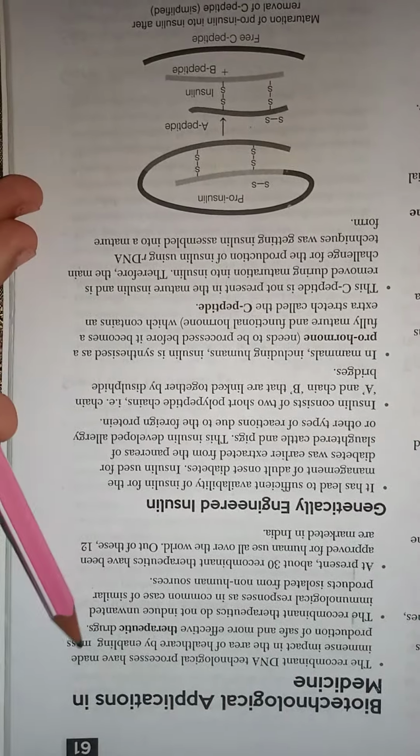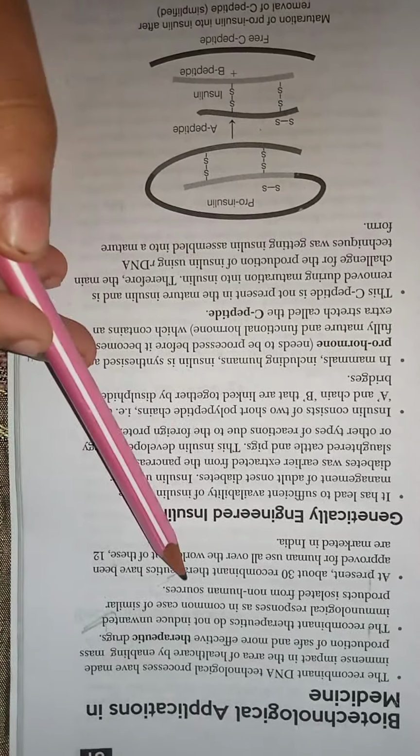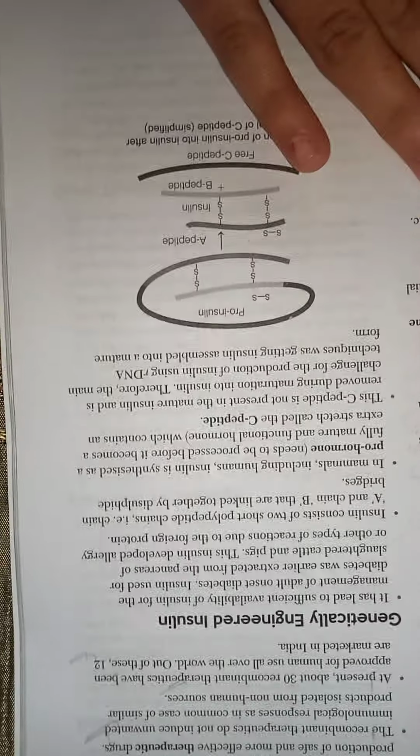Very good. Now, applications in medicine are in therapeutic drugs. In the production of therapeutic drugs, about 30 recombinant therapeutic drugs have been approved in the world and 12 are marketed in India. Now, genetically engineered insulin.